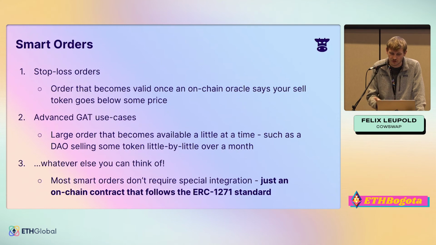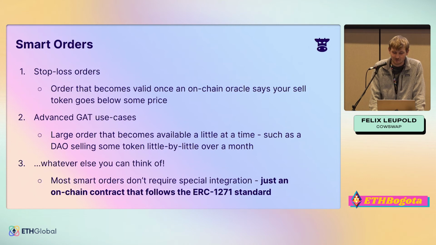And so you could use an on-chain oracle, say Chainlink or something, to check what is the current price. Of course, some trust in that price oracle needs to be considered in the design, and then you decide: I say isValid signature yes if the price is below that, and then I'm basically trying to exit my position and cut my losses. Advanced good after time use cases would be this daily cost averaging or time-weighted average pricing, where you allow, for example, a DAO to sell or buy tokens little by little over the course of a month.